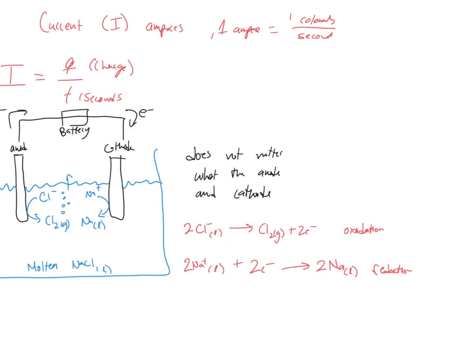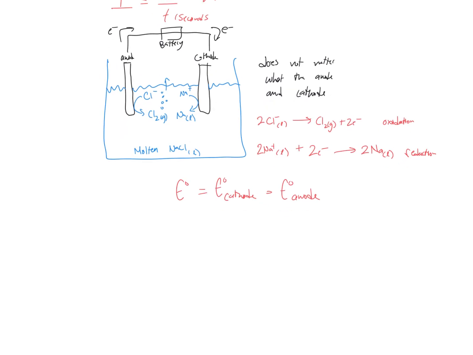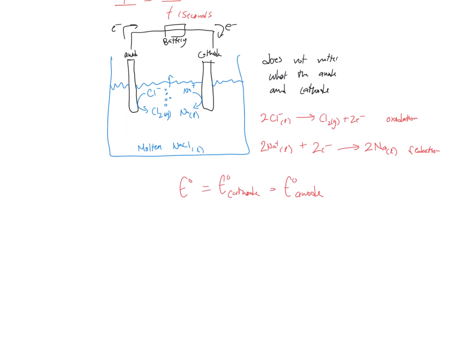And so if we want to calculate the reduction potential of the cell, it's always the same. E naught is equal to E naught of the cathode minus E naught of the anode. And again, you would get these numbers from a table. You don't actually have to calculate them yourself. This is just really for demonstration purposes.